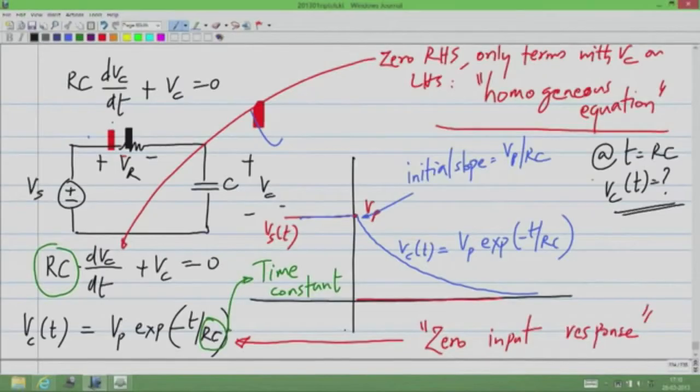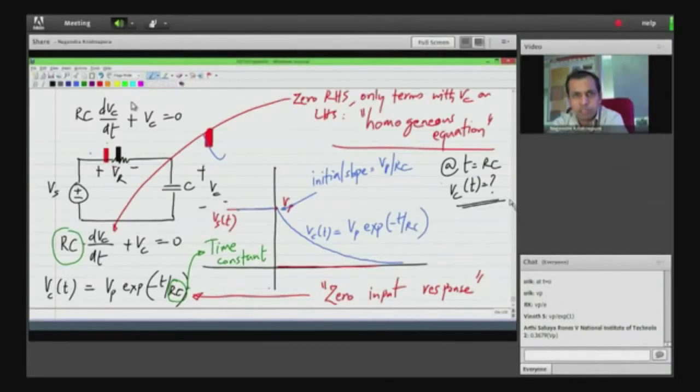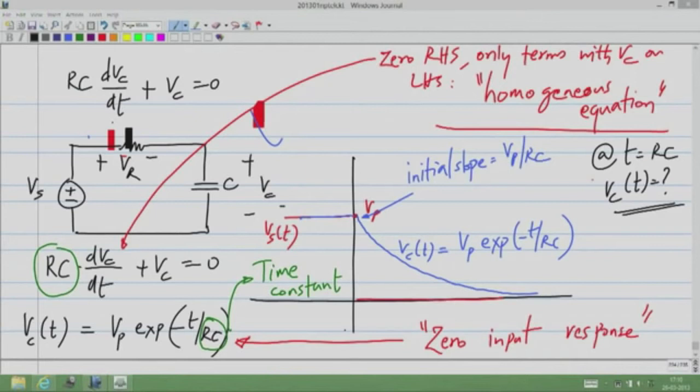Okay, many of you were able to answer this. It is Vp times exponential of -1, or Vp divided by exponential of 1, or numerical value is 0.3679 times Vp. Okay, so if I mark one time constant over here, this is T equals RC. Maybe it's not to scale.